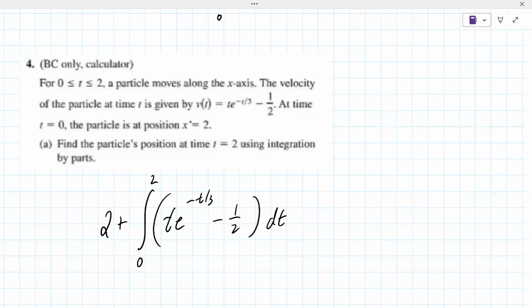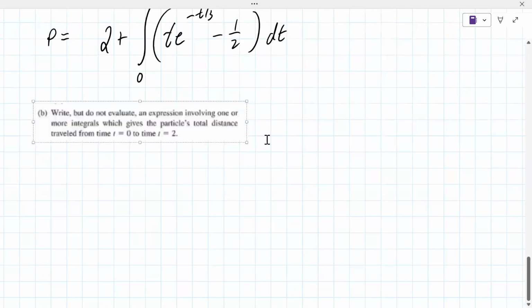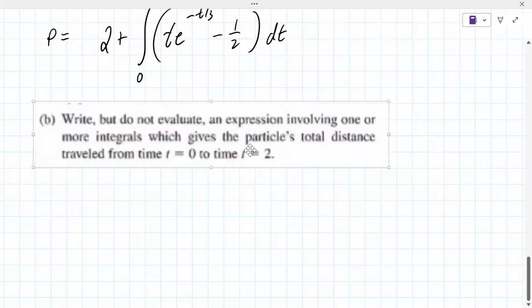Okay. So that's the position. All right. Part B says to write, but do not evaluate. Write, but do not evaluate. Let me get the snip of that. All right, I'm just grabbing a snip here. It says write, but do not evaluate, an expression involving one or more integrals, which gives the particle's total distance traveled from time 0 to time t equals 2.